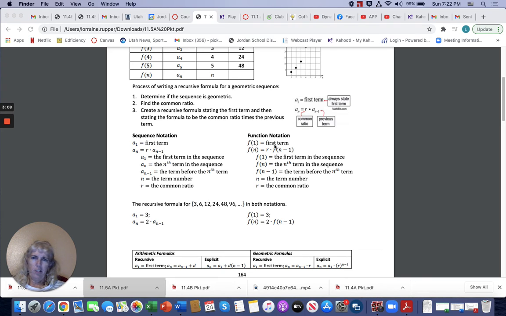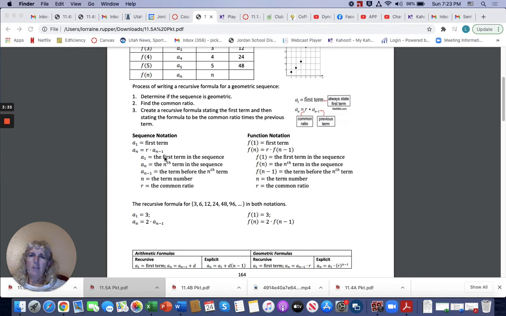So over here again is some vocabulary where we say a1 is the first term, f of 1 is the first term. Over here, a sub n equals r, which is the common ratio, times the previous term, which is a sub n minus 1. So that's the same as saying f of n in function notation equals r, or the common ratio, times f of n minus 1, and that would be the previous term.